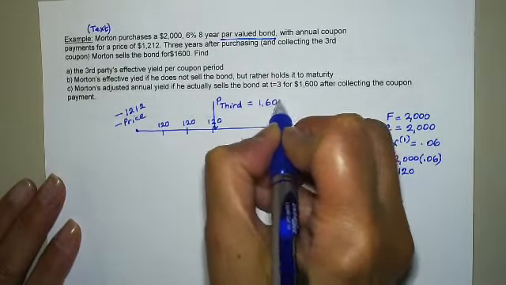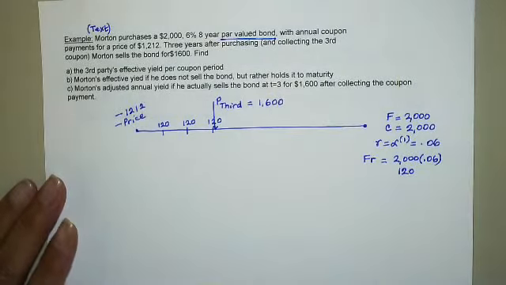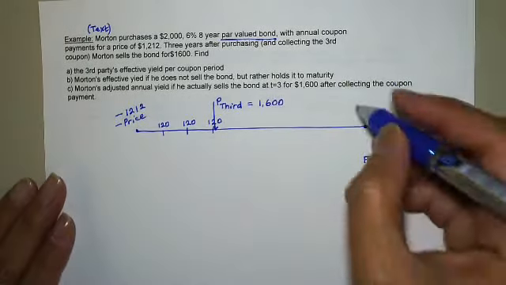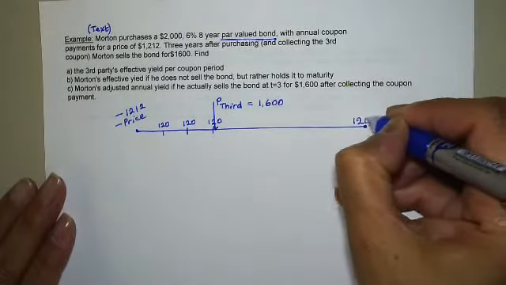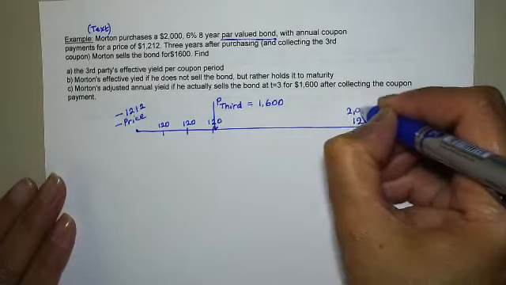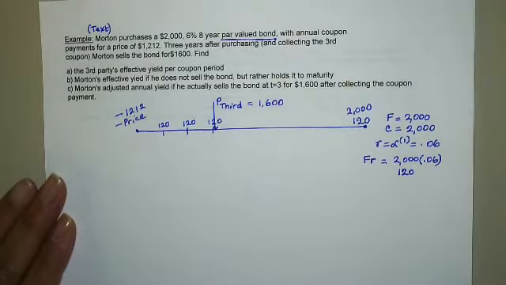3 years after purchasing and collecting the third coupon, Morten sells the bond for 1,600. Okay, so after this, price third party is equal to 1,600. And let's write here 120 plus the redemption, which is 2,000. Find the third party's effective yield per coupon period.